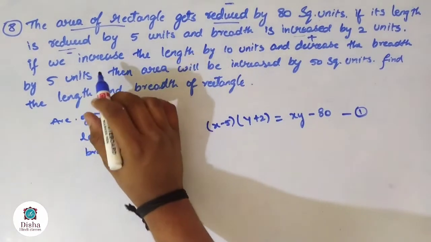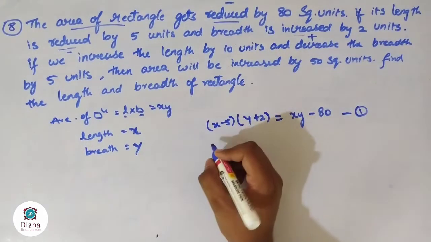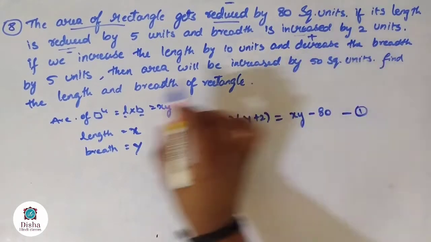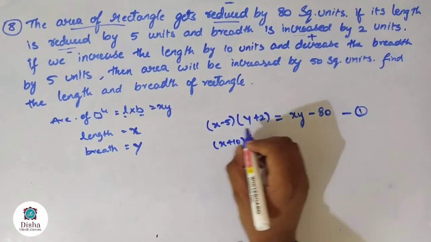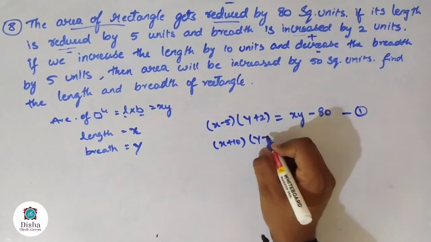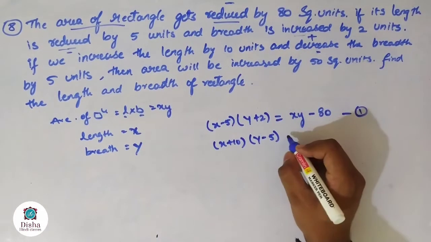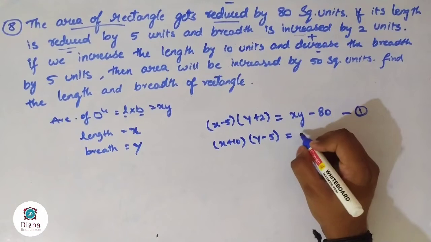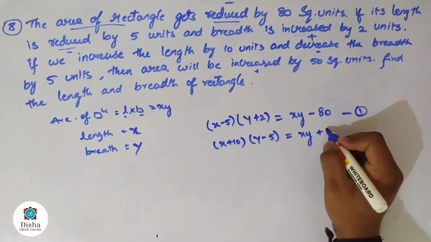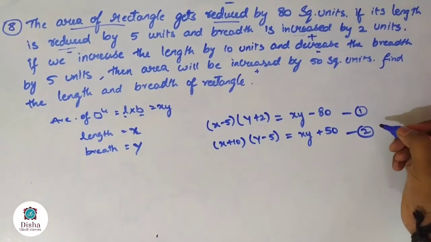Next we have, if we increase the length by 10 units, so what is length? X. So x plus 10, and decrease the breadth by 5 units. Decrease means subtraction. So y minus 5. Then area will be increased by 50. So what is area? It is xy. Increase means addition. xy plus 50. So this is the second equation.